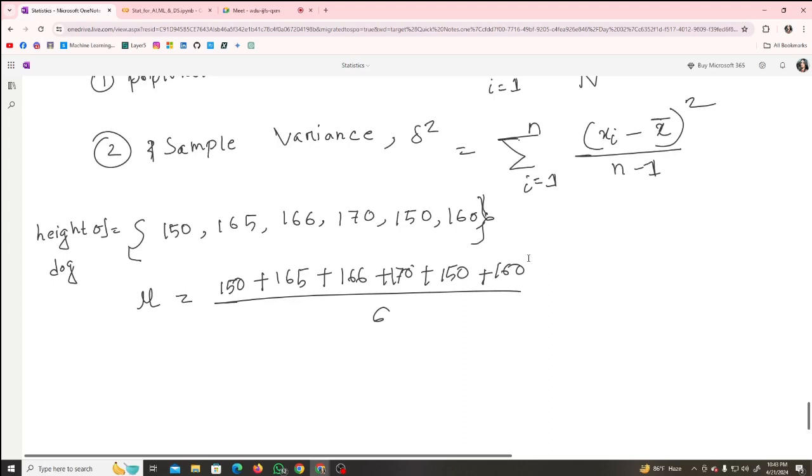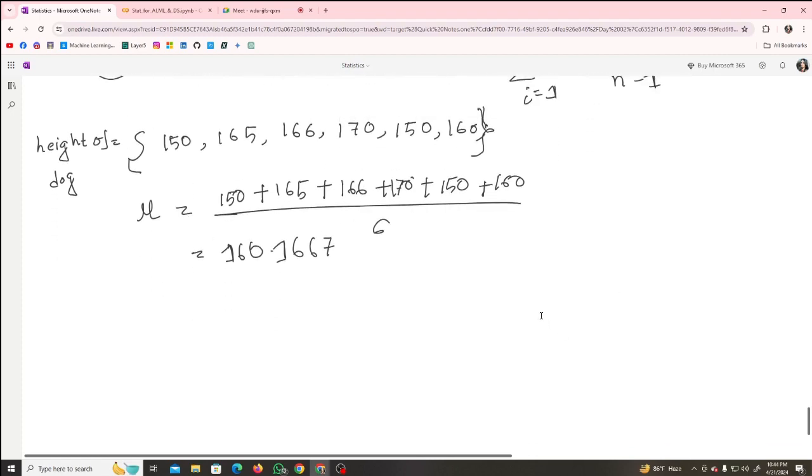Just add these values: 165, 166, 170, 150 plus 160, and divide by 6. We have the mean value of the height of the dogs as 160. I guess I've just taken a lot of bigger values. The dogs aren't that tall anyways. Maybe in another universe. Alright, so this is the mean.